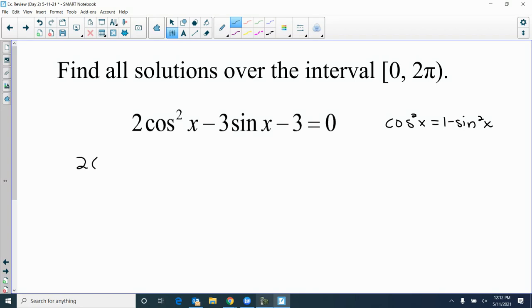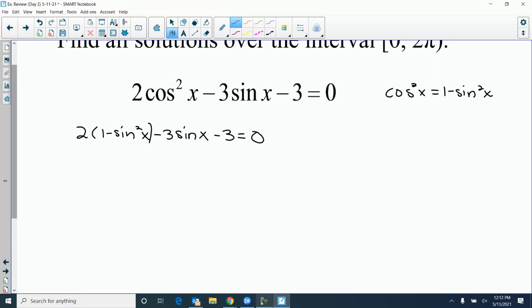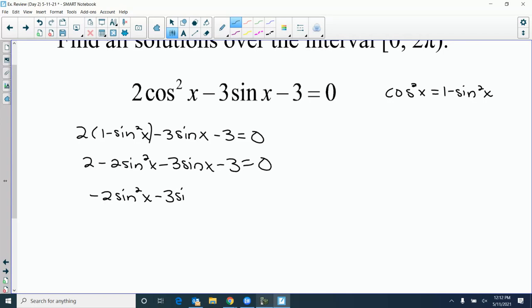So that becomes 2 times (1 minus sine squared x) minus 3 sine of x minus 3 equals 0. Hold on, I should have parentheses there. Distribute your 2. So I get 2 minus 2 sine squared x minus 3 sine of x minus 3 equals 0. I'm just going to combine like terms, and I get negative 2 sine squared x minus 3 sine of x minus 1 equals 0.